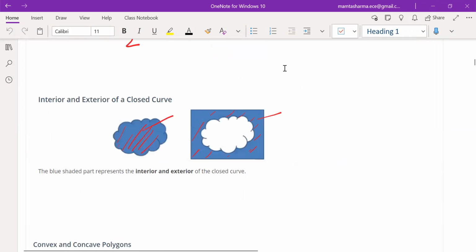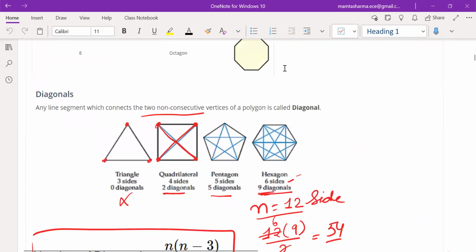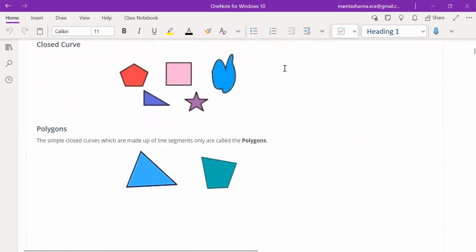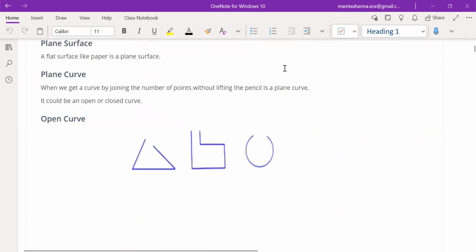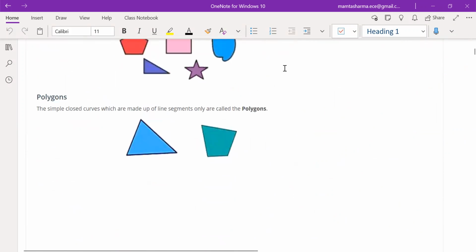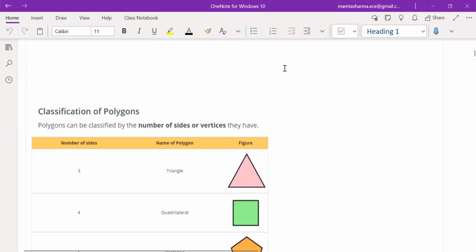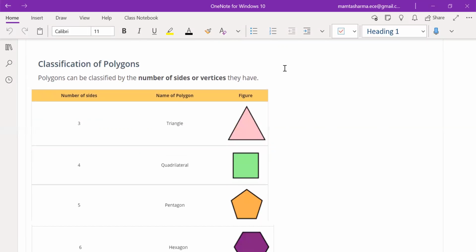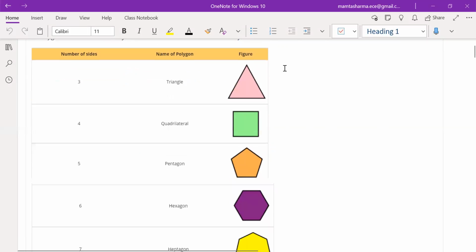I have started this chapter, quadrilateral. In that, I have told you different kinds of shapes. And particularly, I talked about quadrilateral. Quadrilateral is a shape having four sides.